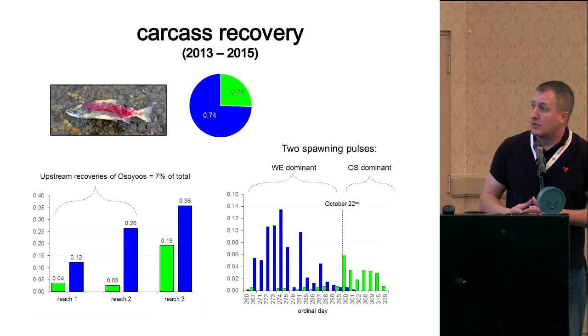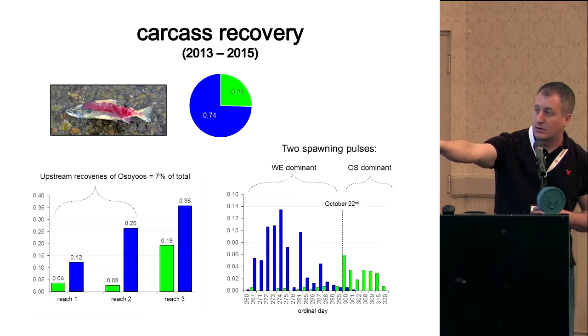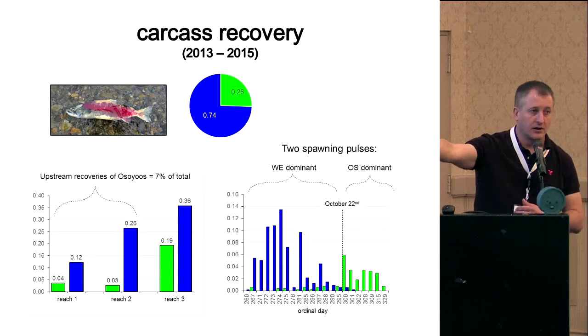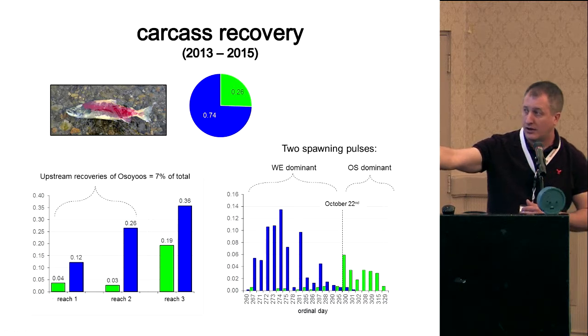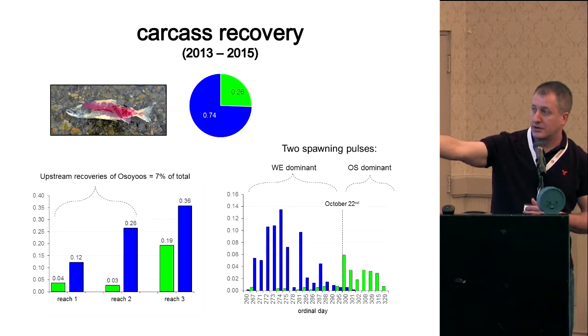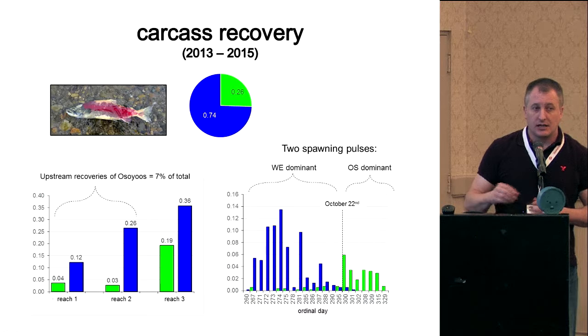What I want to show you here is that spatially, if we look at the furthest upstream section, reach 1 on the left, overall our carcass recoveries there are dominated by Wenatchee fish. 12% of our total carcass recoveries of Wenatchee fish were in reach 1, compared to 26% in reach 2, and then 36% in the lower reach, reach 3. By comparison, in the upper reach of the river, 4% of the total carcass recoveries are Soyuz fish, then in the middle, 3%, and 19% in the lower section of the river.